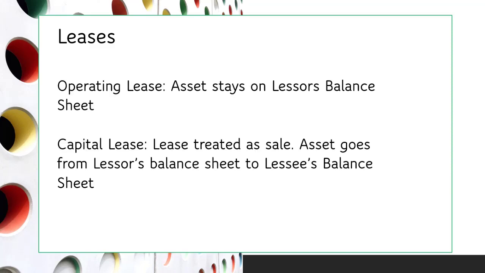An operating lease is better for the management of the lessee. The reason is because the asset stays on the books of the lessor. So the leasing company keeps the asset on their books and it stays off the books of the company using the asset. That way that company can generate profits but not have more assets, and they can have a higher return on assets.